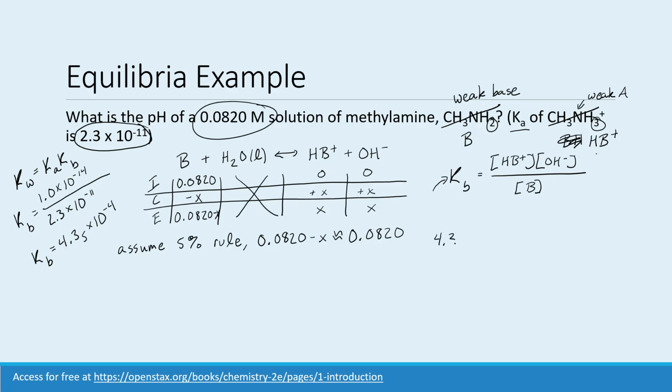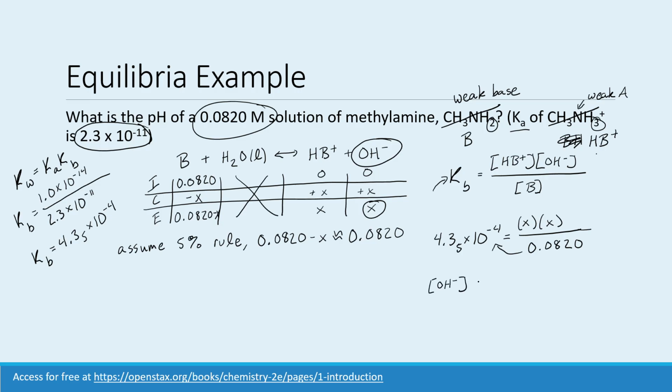So again, going back here, right? 4.35 times 10 to the negative 4th is equal to our two products in terms of x. So we've got x times x, and then divided by the original amount of the reactant, so that's that 0.0820. Okay, so ignoring the quadratic for a moment, we will bring that over and then take the square root. And remember what x gives you, right? So x gives you the hydroxide ion concentration.